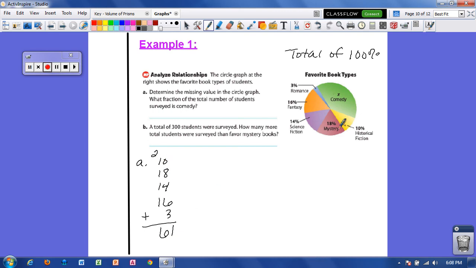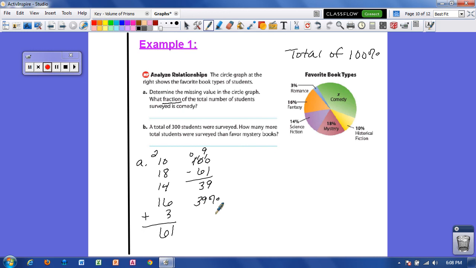So all of these sections represent 61%, but I'm concerned about comedy. So I want to take that 61% and subtract it from 100. And when I subtract that, I get 39%. But it wants to know what fraction of the total number of students surveyed is comedy.